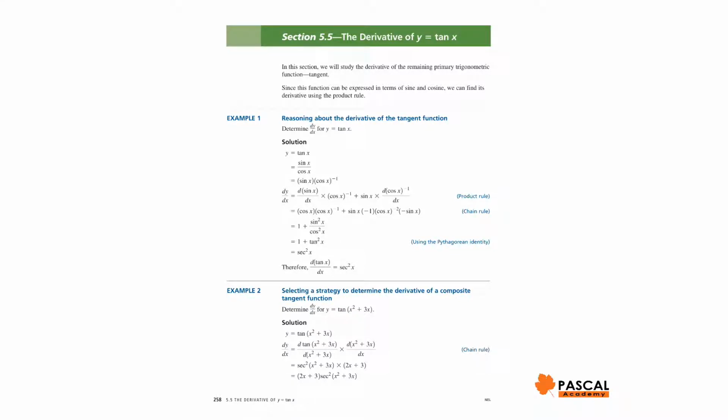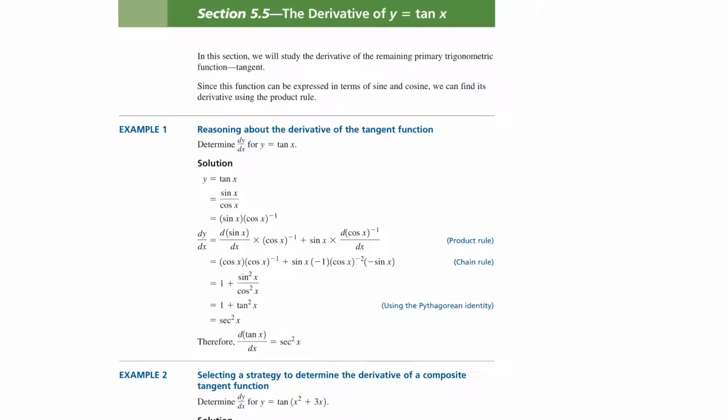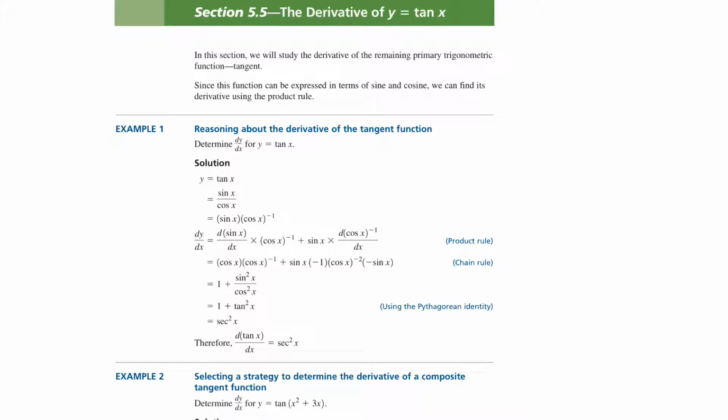MCB for U1, Chapter 5, Session 11. In this session, we are working on Section 5.5 from the textbook, the derivative of tangent of x.